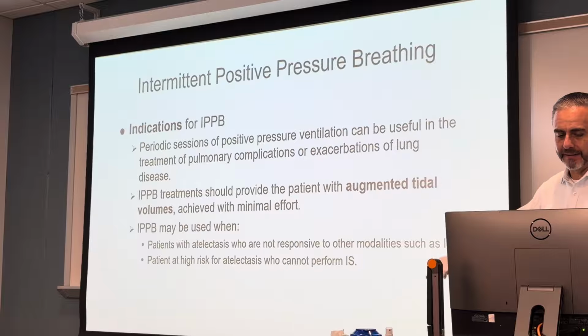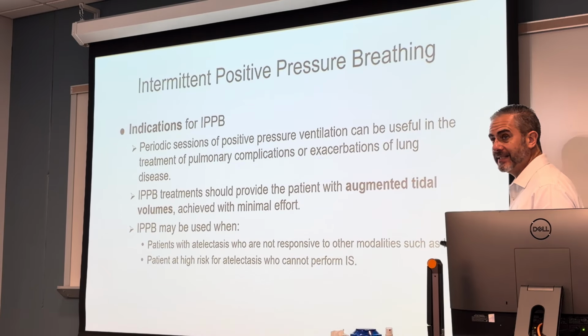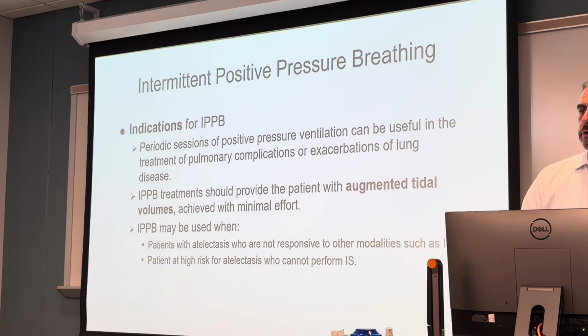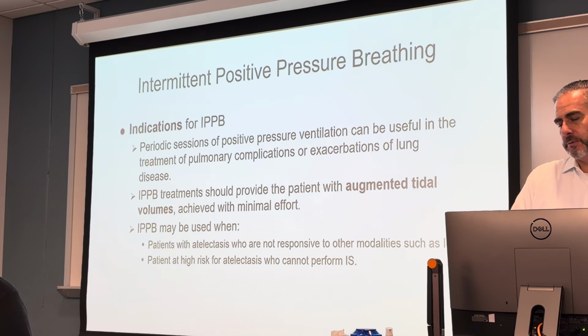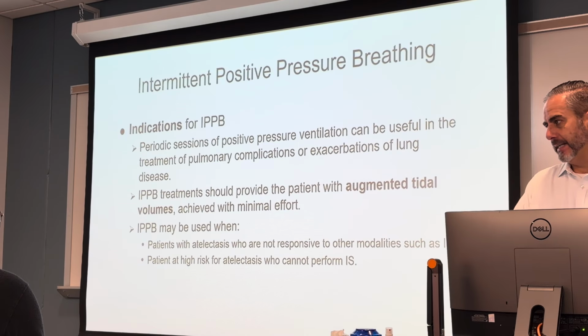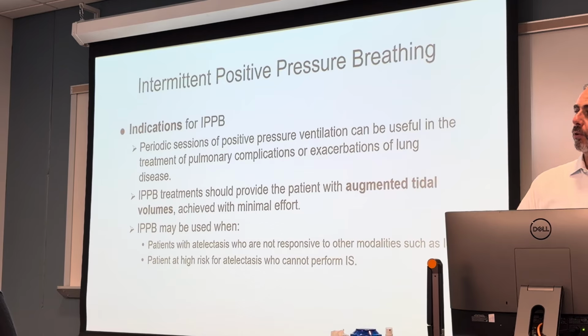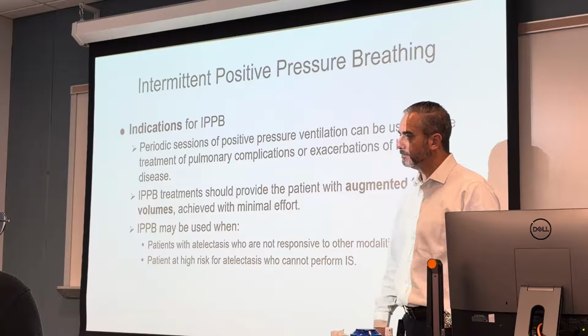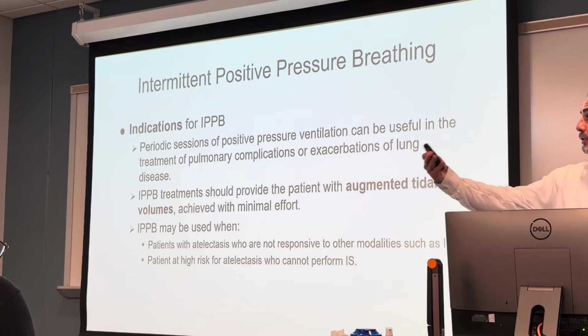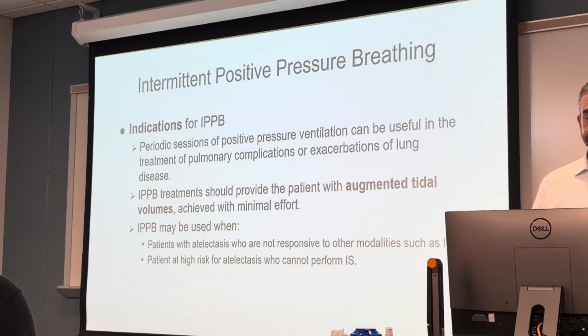It can be used for patients with atelectasis who are not responding to other modalities, such as the incentive spirometer, or patients who are at high risk for developing atelectasis who just straight up can't do the incentive spirometer. Remember I used the example of a comatose patient that was supposed to get incentive spirometry. There's no way this comatose patient is going to be able to do this. Well, we can do this technique instead. The patient will still have to breathe, obviously, but the IPPB machine will deliver the breath for the patient. It will deliver the tidal volume that you set, the volume that we want that particular patient to take.